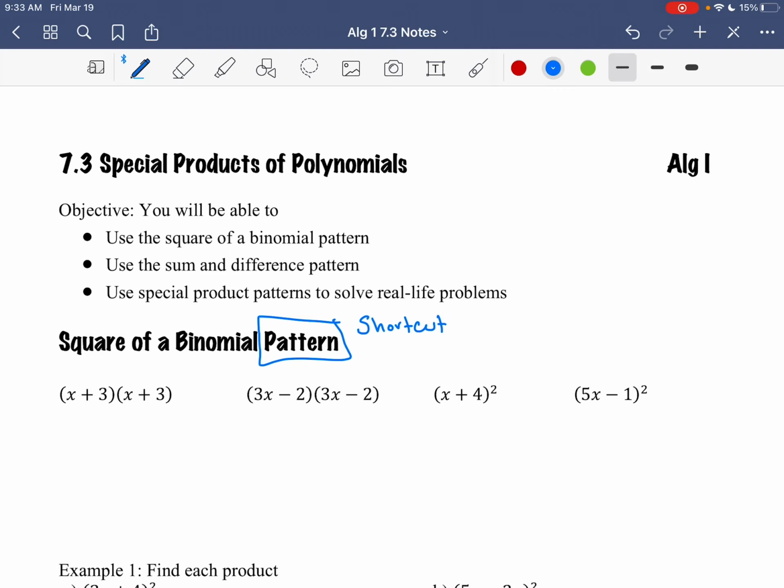These are strictly shortcuts that can make life a little easier when it comes to multiplying binomials. Again, remember, a binomial is a polynomial with two terms, two monomials. Okay, so first, we're going to notice a pattern here. So first, let's go ahead and start.